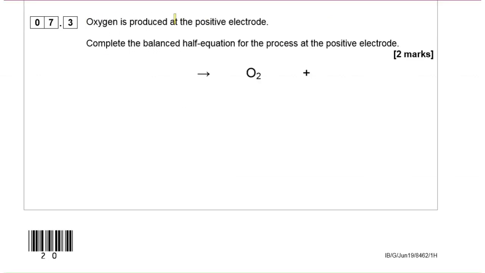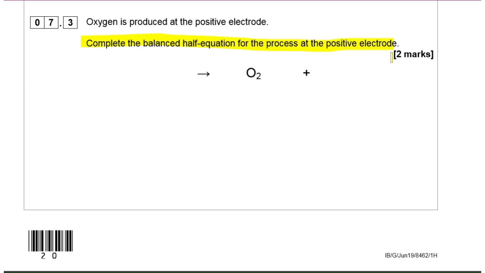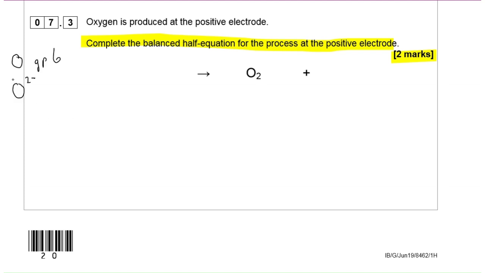7.3. Oxygen is produced at the positive electrode. Complete the balanced half equation for the process at the positive electrode, and this is for 2 marks. Now, we know oxygen is in group 6 of the periodic table. It must therefore form an O2- ion. So that's the first thing we write in there. On the left-hand side of the arrow, O2-. On the right-hand side, there are 2 oxygen atoms in the oxygen molecule.